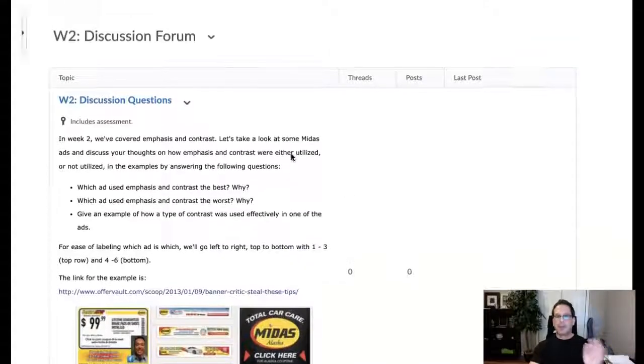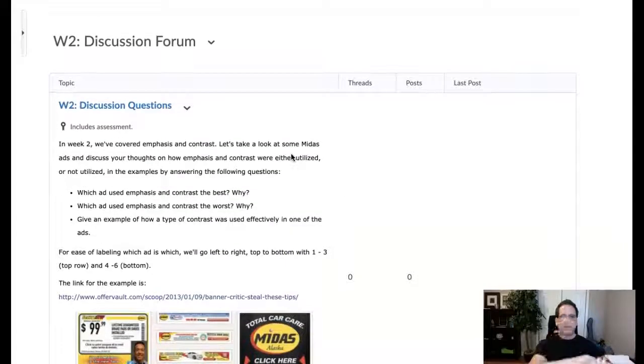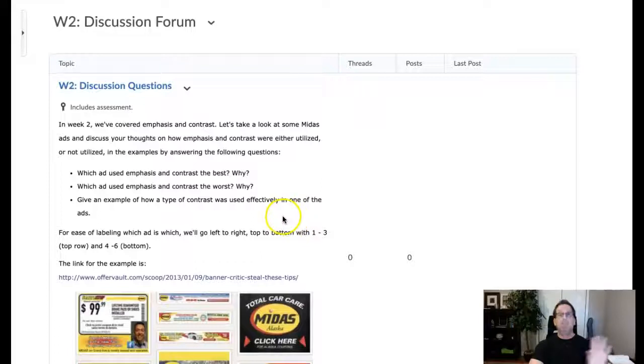Now we're taking it a step further from week one, where we just said, okay, are these elements present, and let's discuss them. Here we take it a step further and say, now you need to decide, are these principles present? And if they are, discuss them. If they're not, discuss that as well.